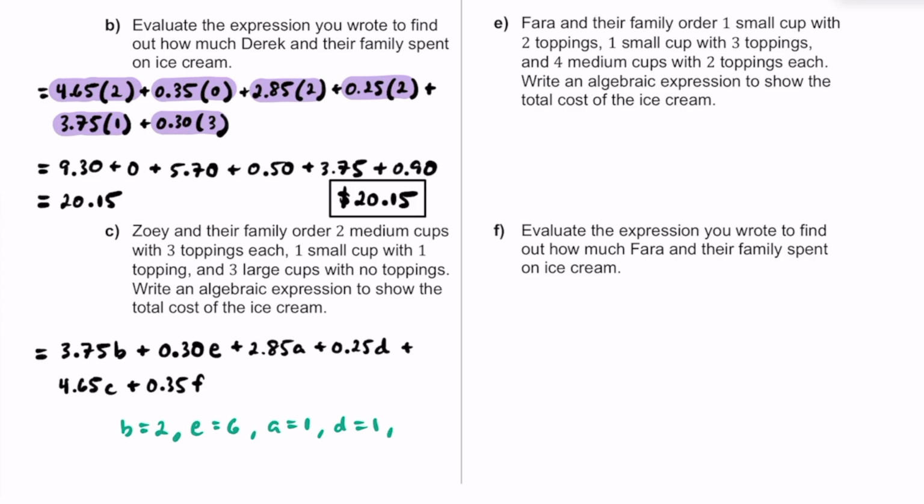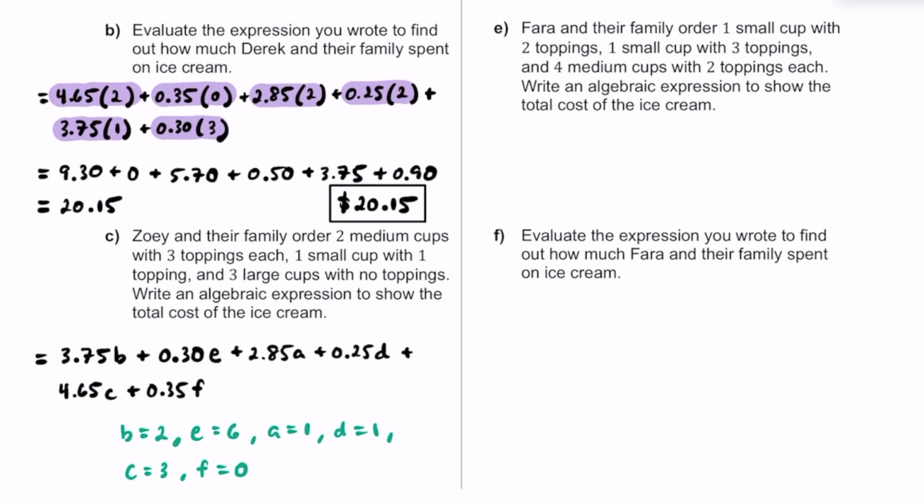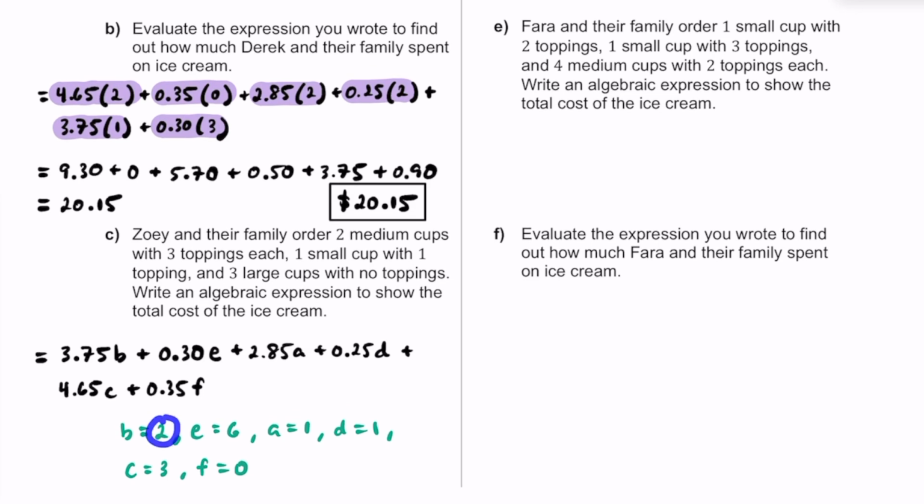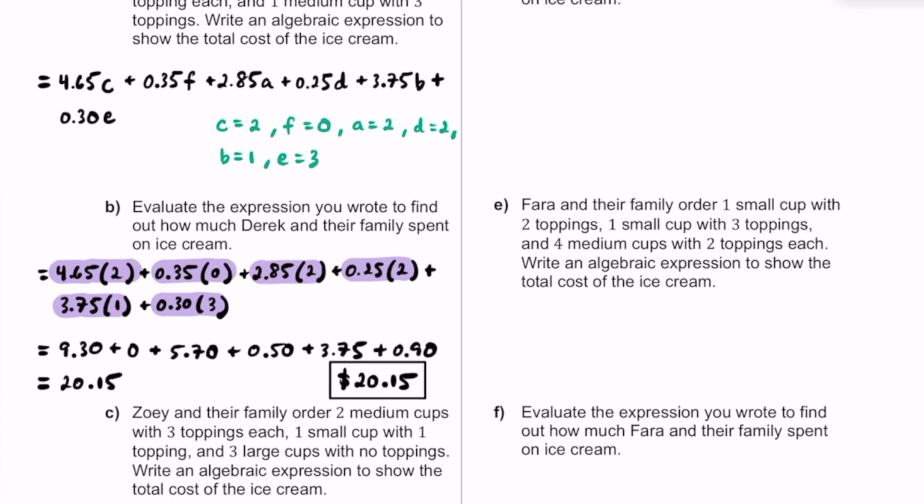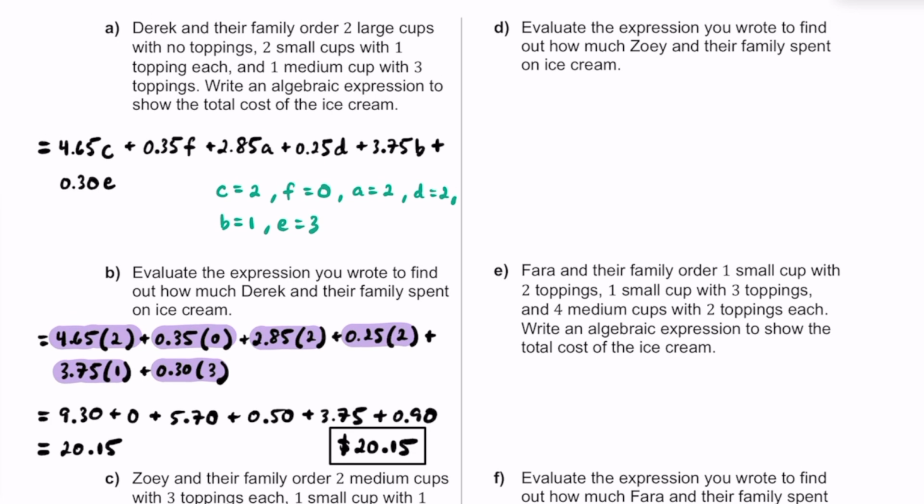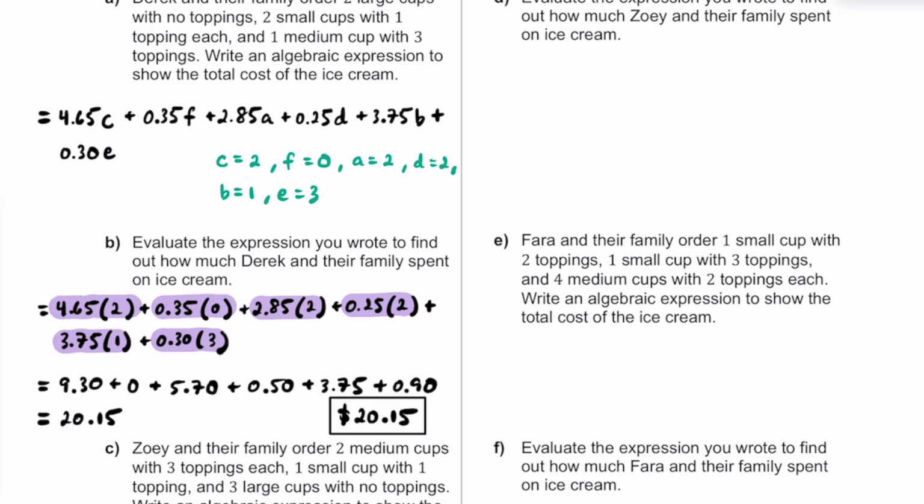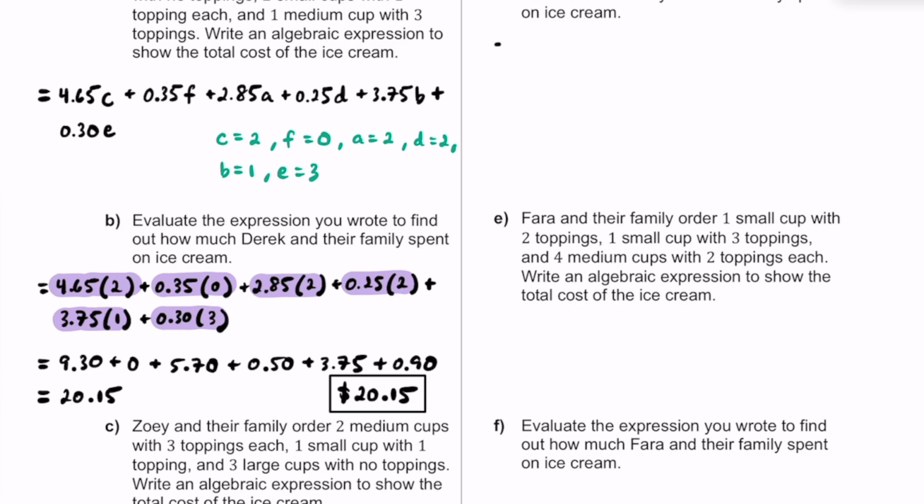And then 3 large cups, that's going to be the variable C. C is going to be equal to 3. And F is the number of large toppings, and we know that's 0. We're going to substitute each of these in for these variables and then evaluate. It says evaluate the expression you wrote to find how much Zoe and their family spent on ice cream. So let's write that down. We are going to have $3.75 multiplied by 2 plus 30 cents multiplied by 6.